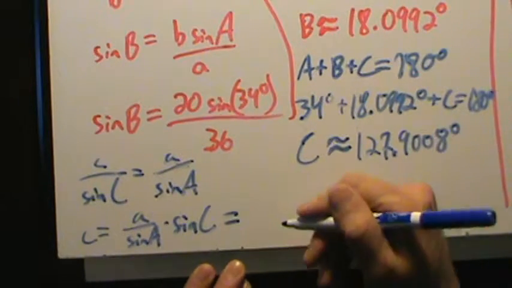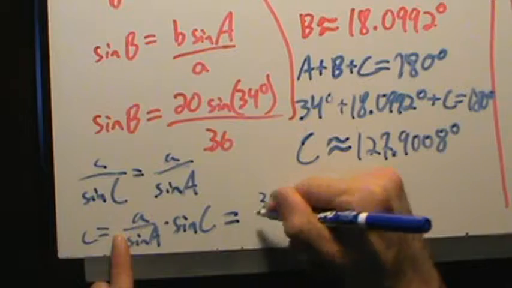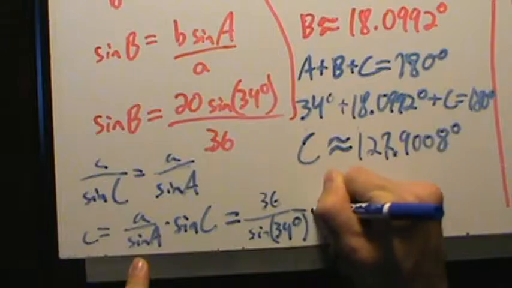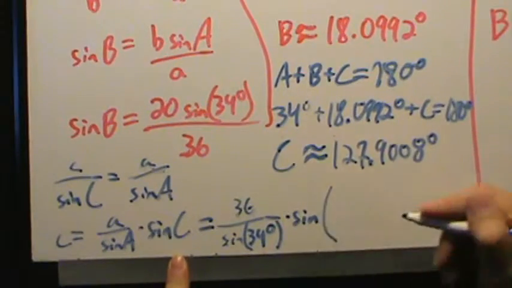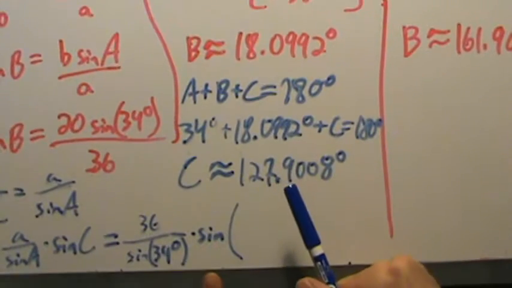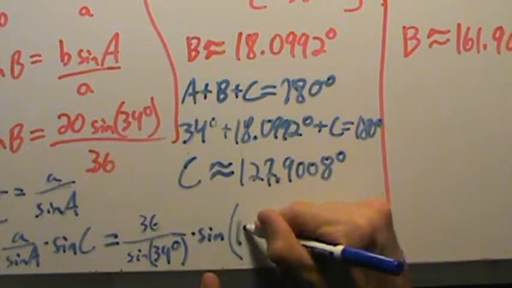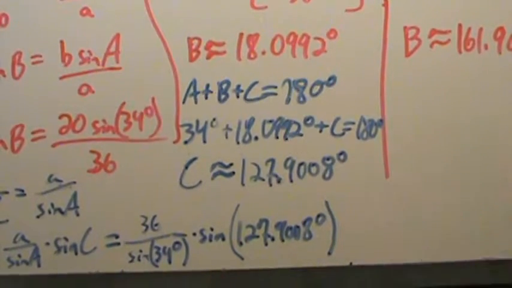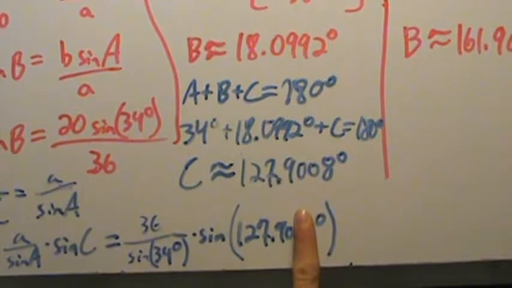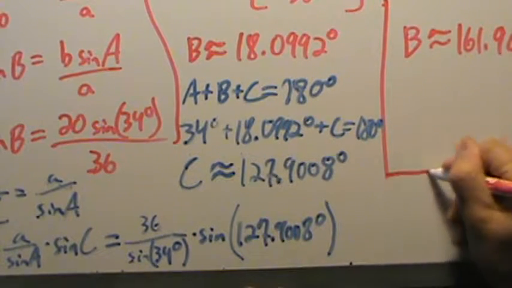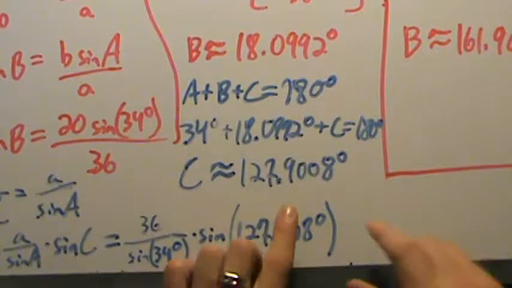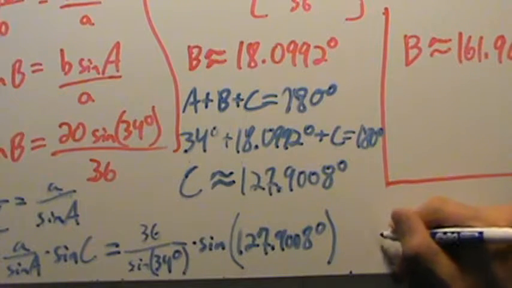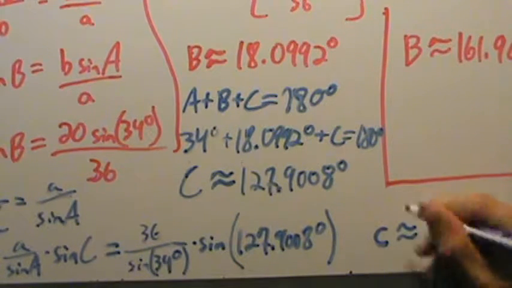And then that equals little a is 36. Big A is 34 degrees, so this is sine of 34 degrees down here. And then we're multiplying by the sine of big C, which here is 127.9008 degrees. Okay, so that's why we kept it out to 4 decimals, because now we have to use this approximation to get another value, and we don't like doing that. So if we have to use an approximation, let's round it out to more decimals than we need. Okay. So anyway, this tells us that little c is approximately what?